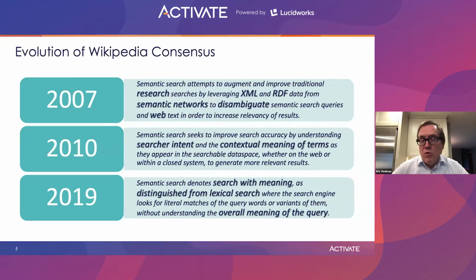And move ahead 9 more years to 2019. We see the search with meaning comes back, distinguishing semantic search from lexical search, in that semantic search is trying to understand the overall meaning of the query rather than trying to match individual terms. So it's kind of full circle, because historically semantic search has been about searching by meaning and not necessarily a particular protocol or type of model.